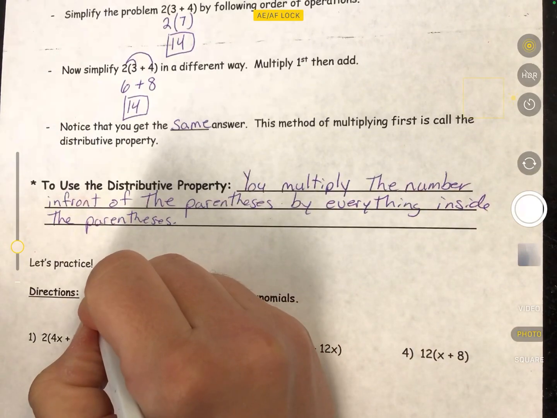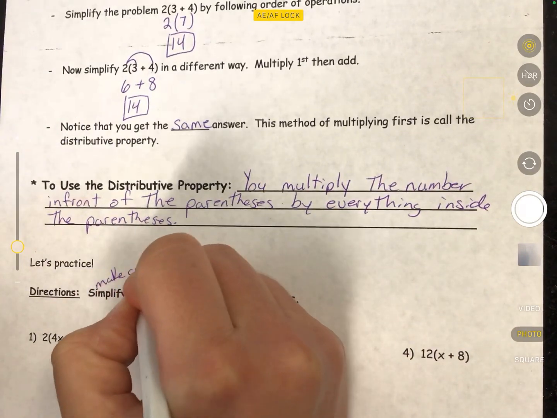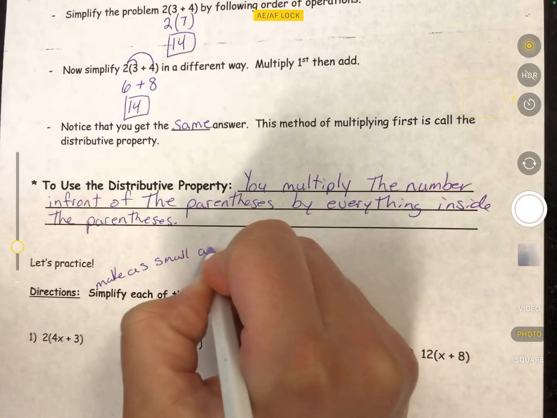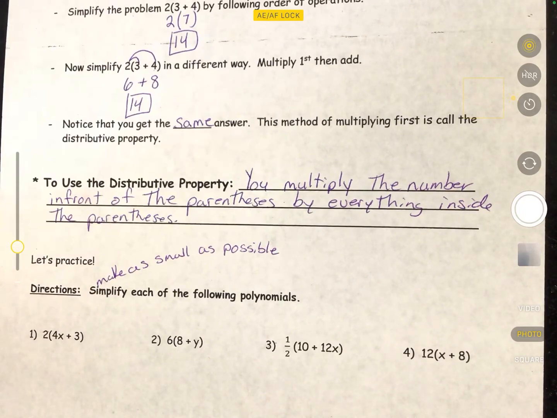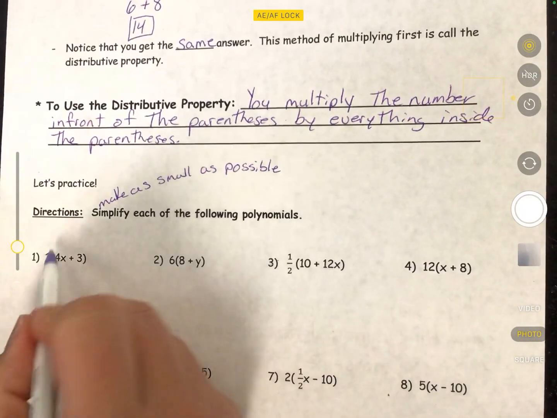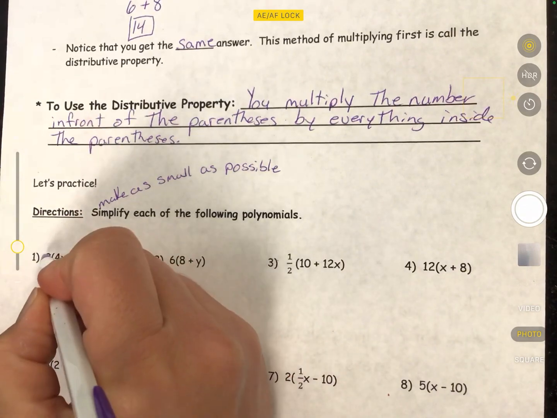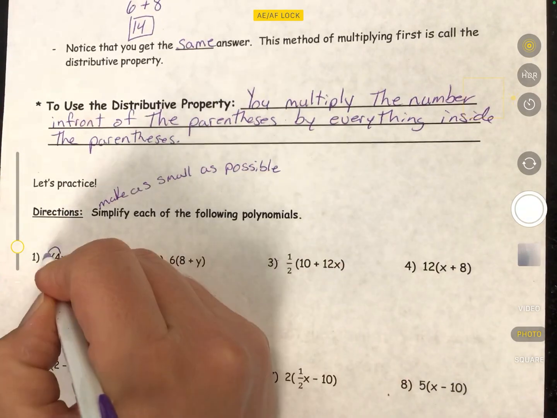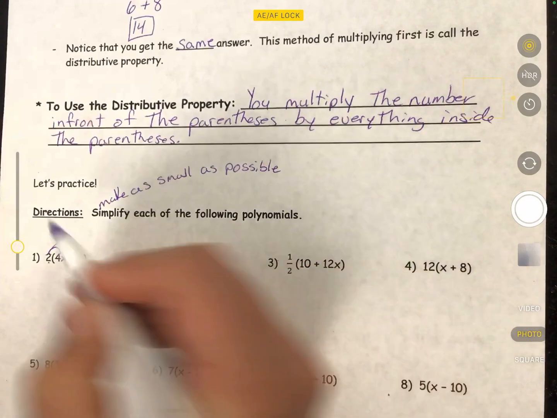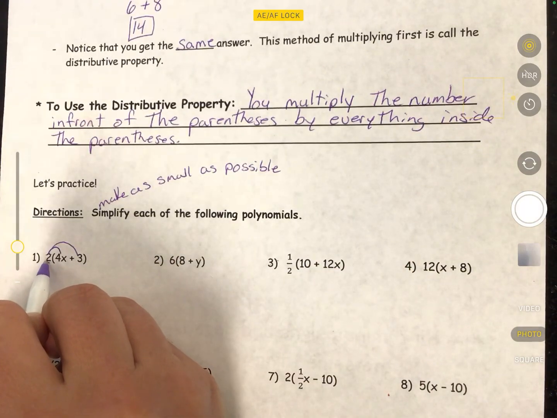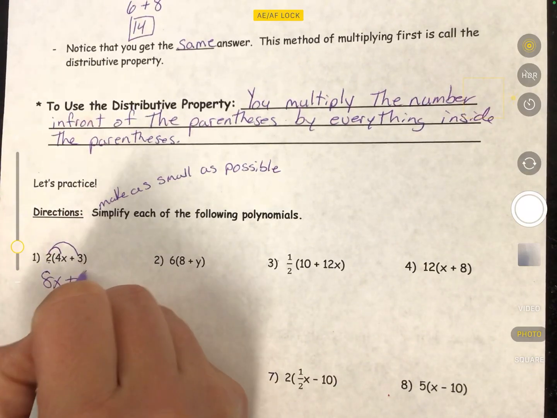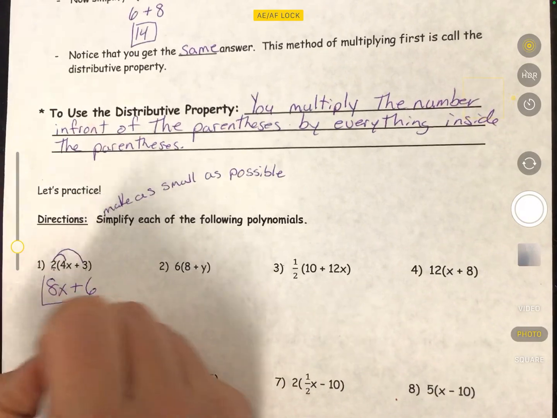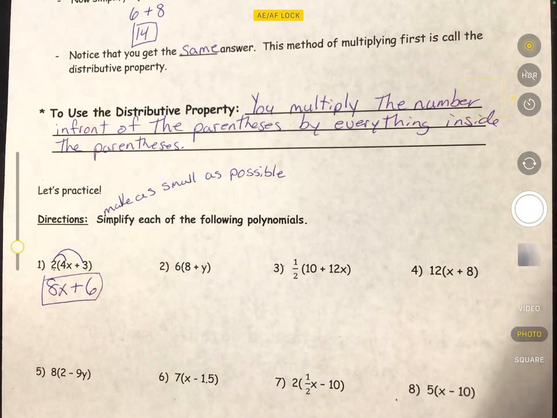Simplify each of the following polynomials. Simplify means make as small as possible. That's what we're doing. Make it as small as you can. I have a 2 on the outside of my parentheses. I need to distribute it to the 4x and distribute it to the 3. I do that by multiplying. 2 times 4x is 8x. 2 times a positive 3 is a positive 6, so you write plus 6. That's as much as you can simplify it.